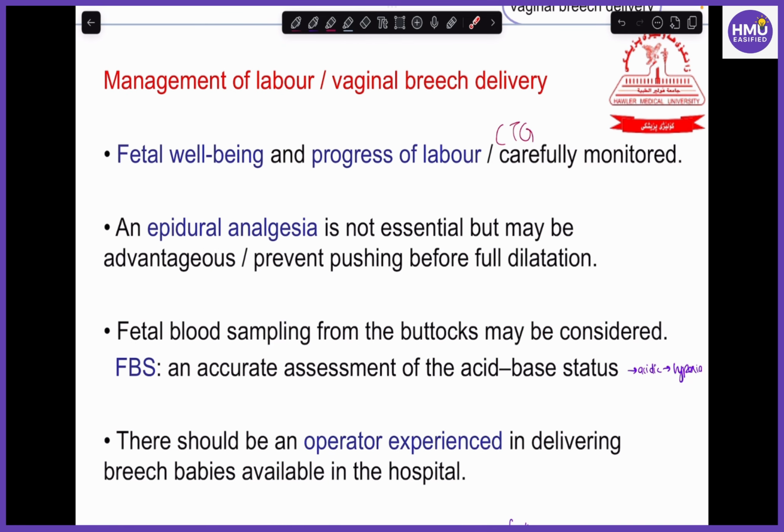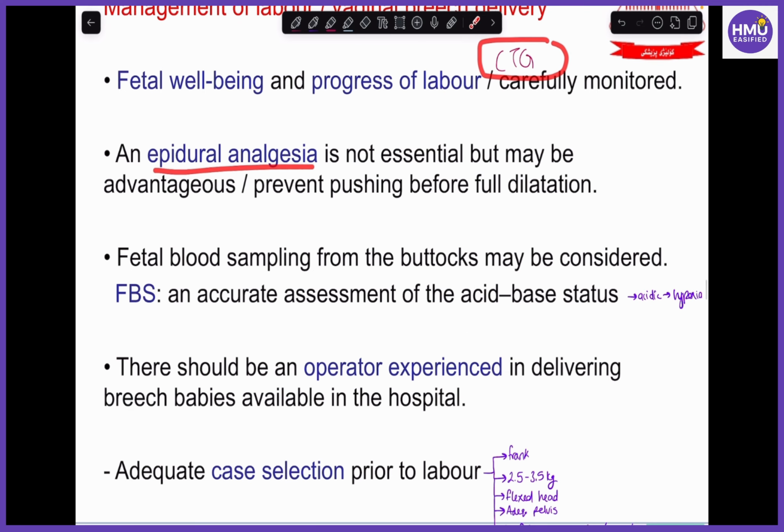So management of labor or vaginal breech delivery. We should carefully monitor the fetus and the mother by continuous CTG. For epidural analgesia, it's not essential, but it may be advantageous for reducing the pain of the mother and preventing pushing before full dilatation, to help control contractions.